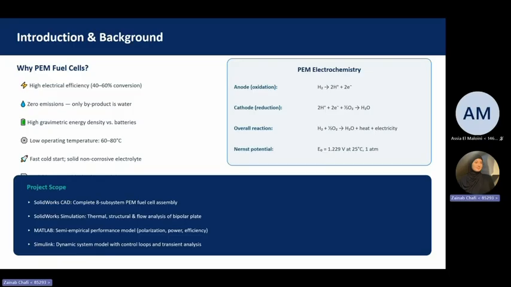The chemical reactions are shown on the slide. At the anode, hydrogen is split into protons and electrons. The electrons travel through an external circuit to produce electricity while the protons move through the membrane. At the cathode, oxygen combines with the protons and electrons to produce water.